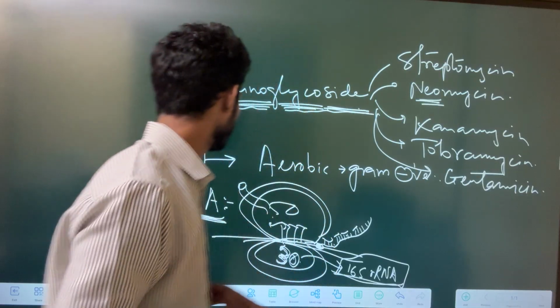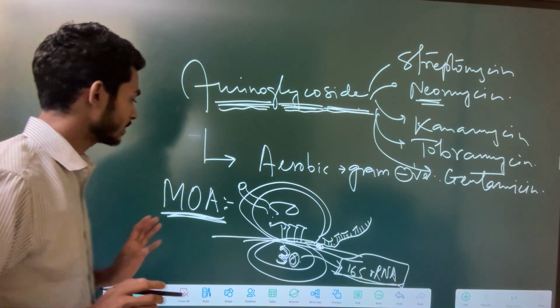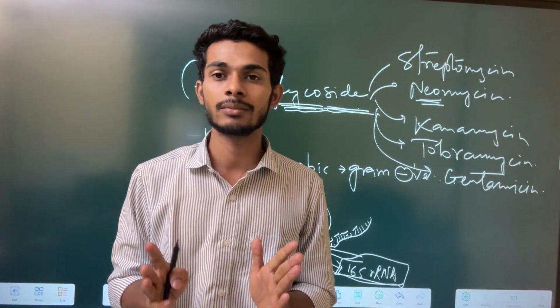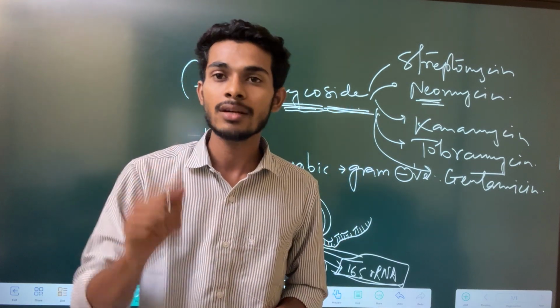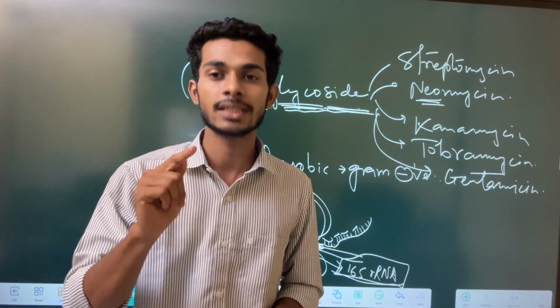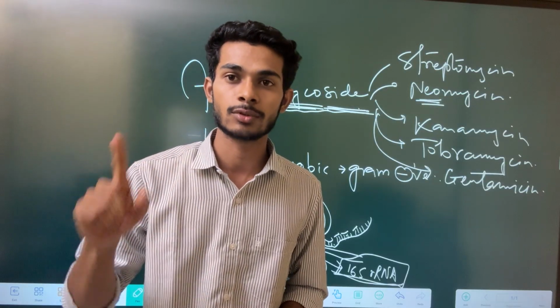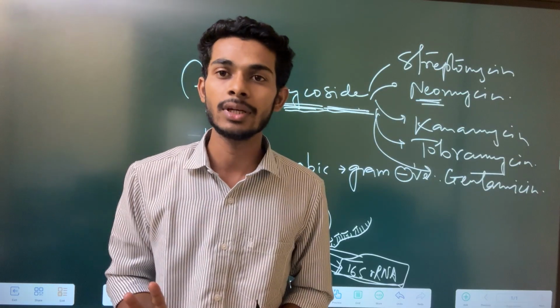Okay, now we will see the structure. So this is simply the mechanism of action. How will the aminoglycoside work? It inhibits protein synthesis, and when protein synthesis is inhibited, metabolism is disrupted. When metabolism is disrupted, the bacteria will die.